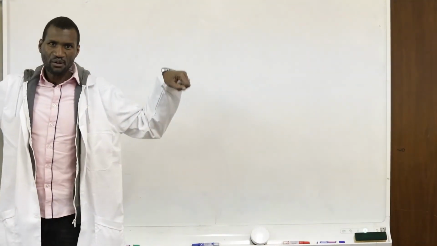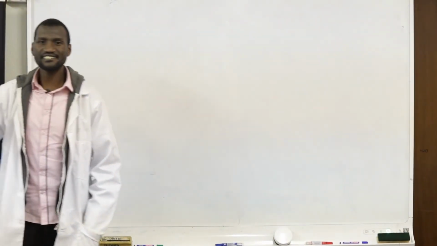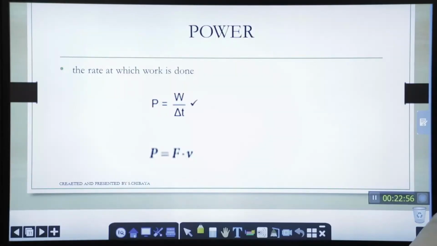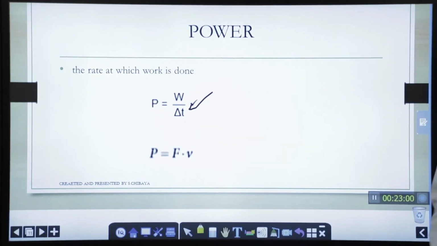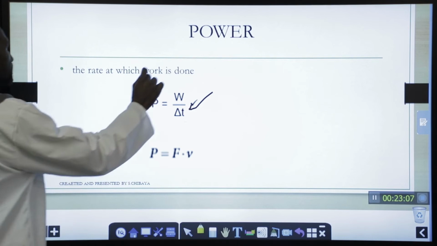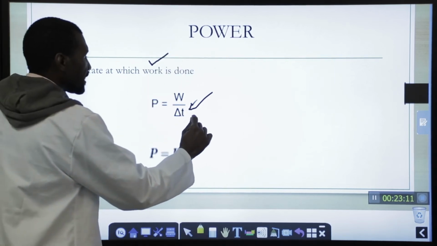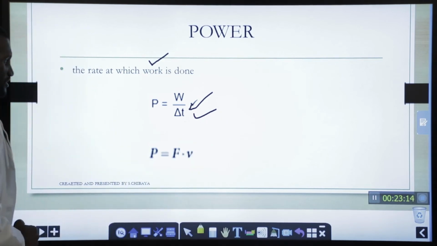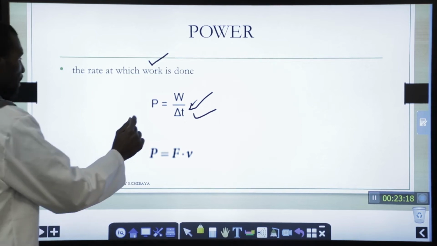this very important area, power, right? Power is the rate at which work is done. There we go. Tick. Power is the rate at which work is done. What have we done so far? We know how to calculate work. Yes? Work done. Anything that talks about rate talks about time. So power is the rate at which work is done.